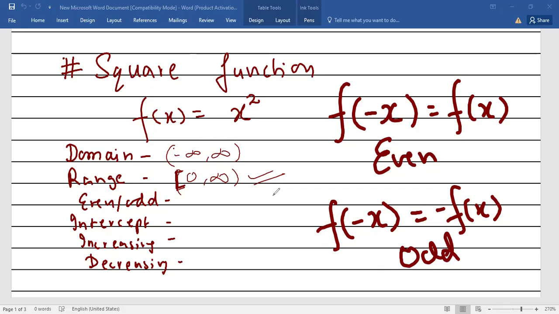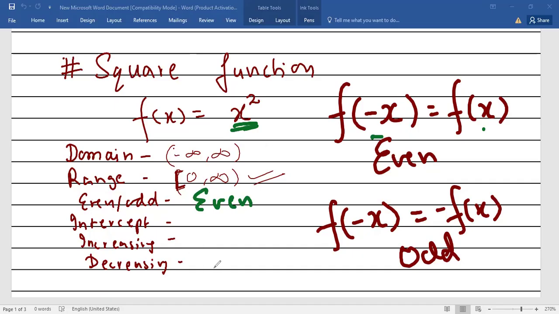Oh, so if negative x is equal to positive x, then it's even? No, not negative x is equal to positive x. When you substitute x as minus x, if you are getting the same function, for example, here it is an even function. Why? Because when you put x as negative x, you are getting f of minus x as x square only. So this is one even function.